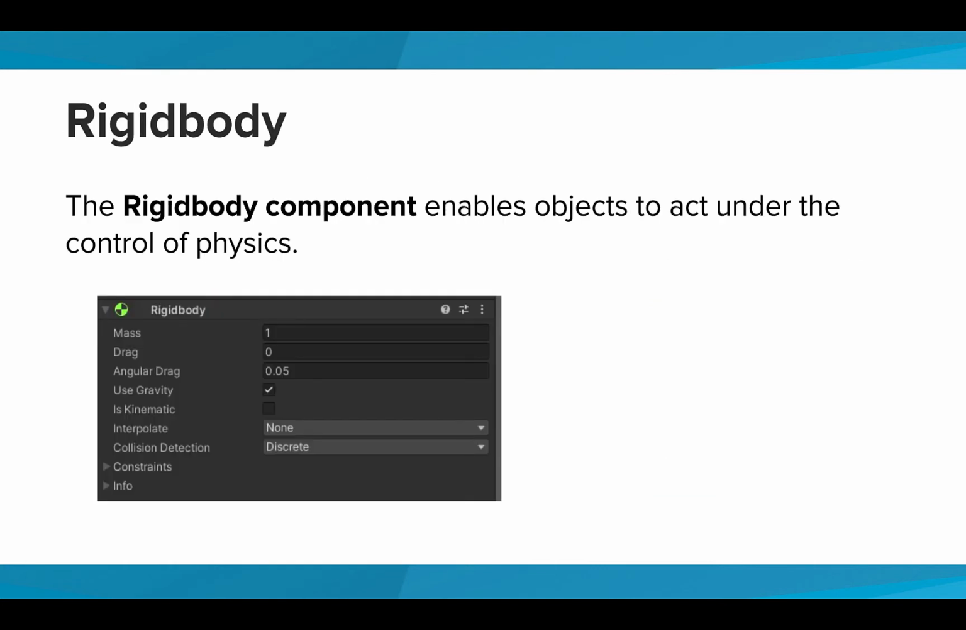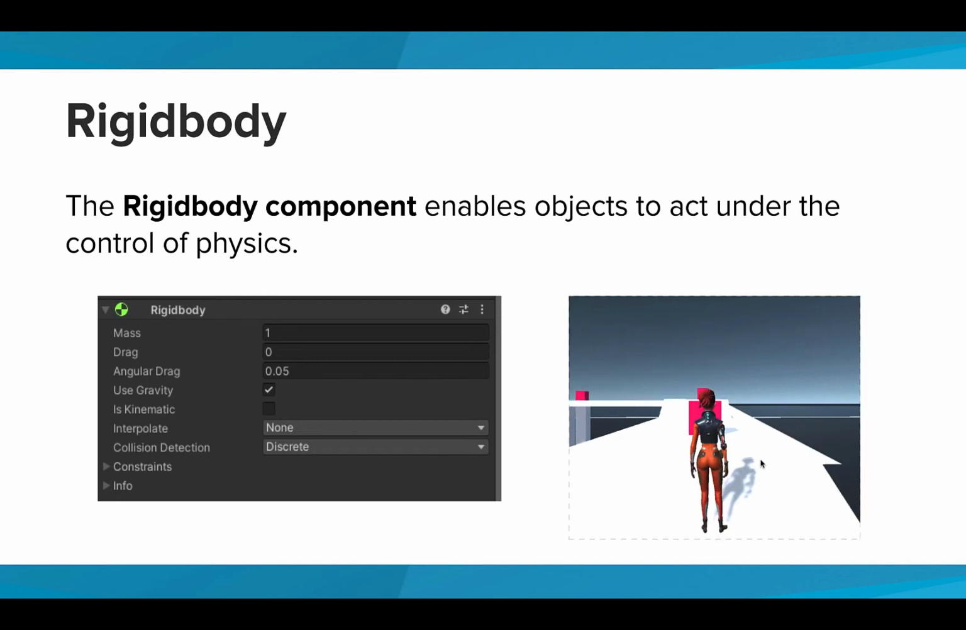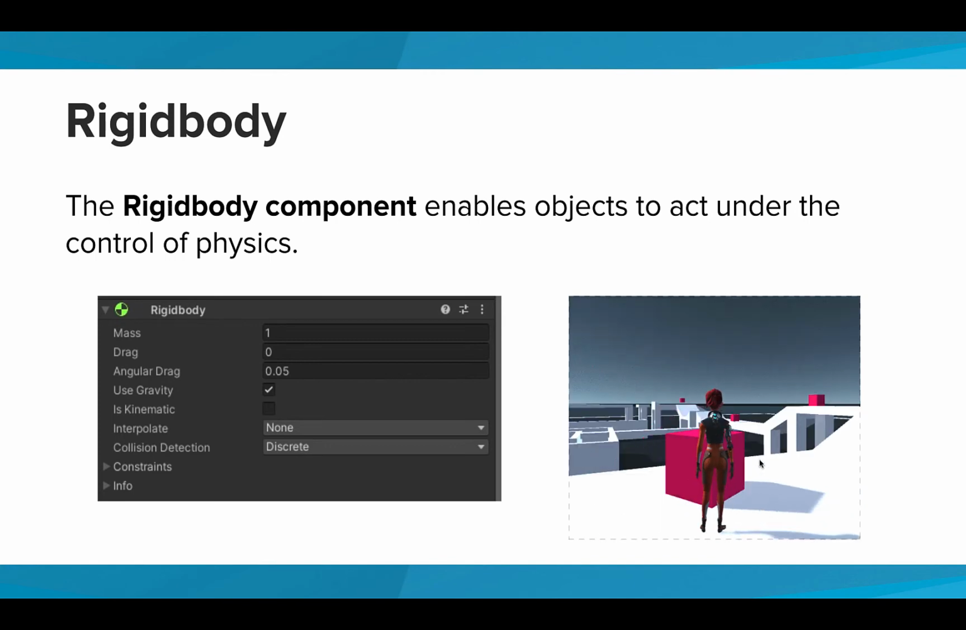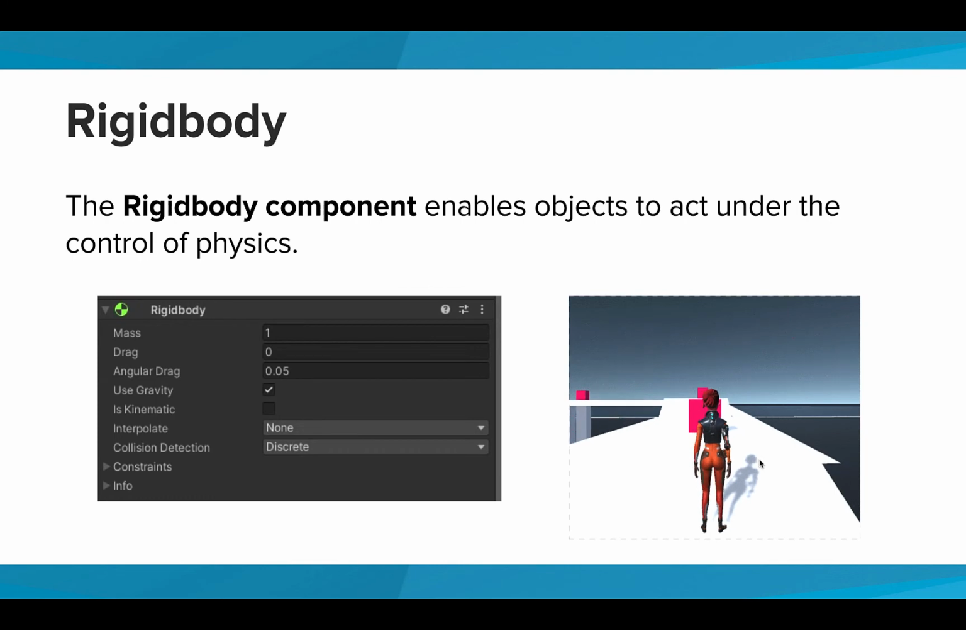The rigid body component enables objects to act under the control of physics. So the collider components register a collision. Then, because the cube has a rigid body, when the character runs into it, the cube moves and topples over.